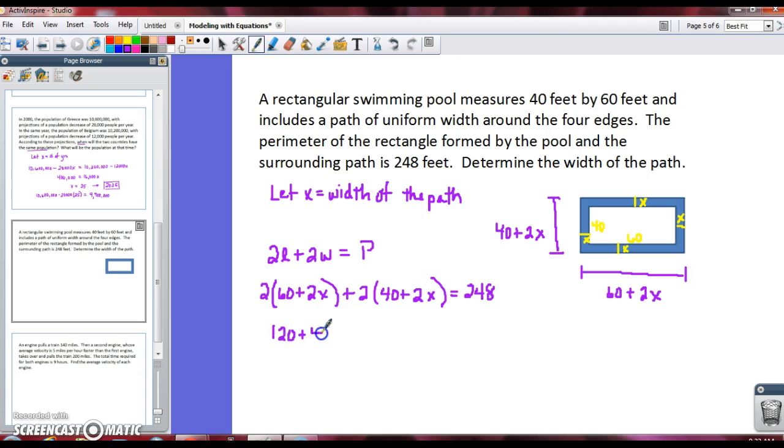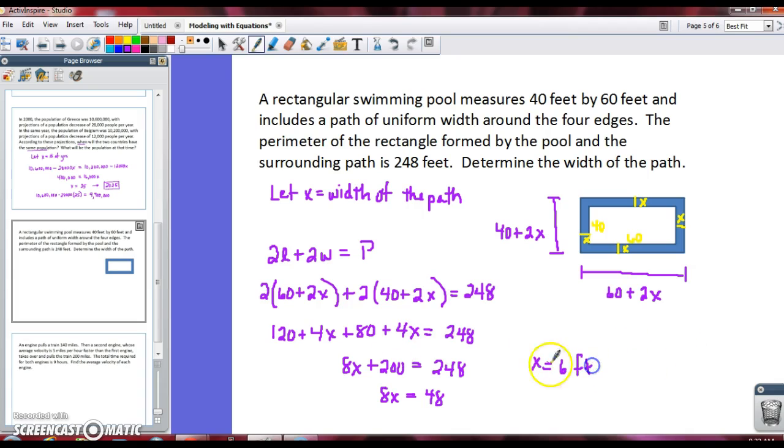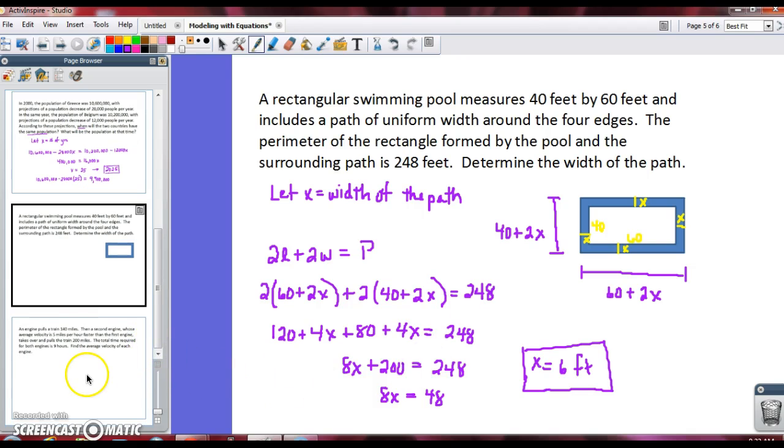You're just distributing and then combining your like terms. You end up with 8x plus 200 is equal to 248. So 8x is 48. So x comes out to be 6. 6 what? That's 6 feet. And then that's your answer. Make sure that that makes sense, which it does. Okay. All right, moving on to the last problem.